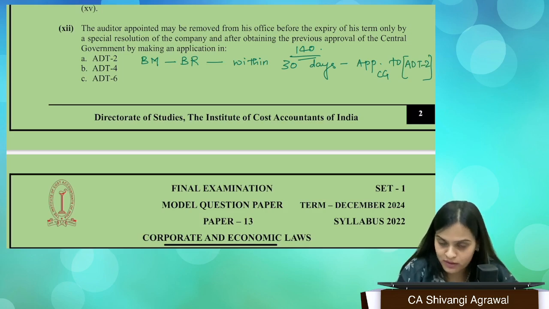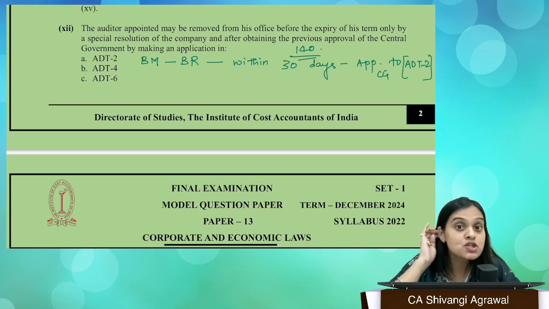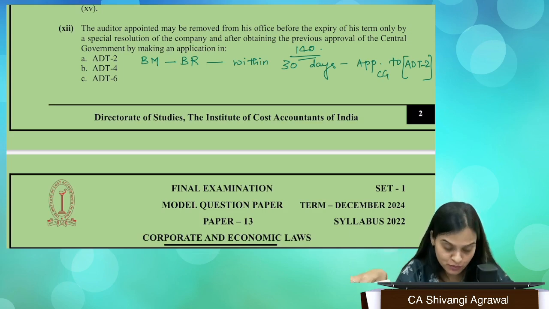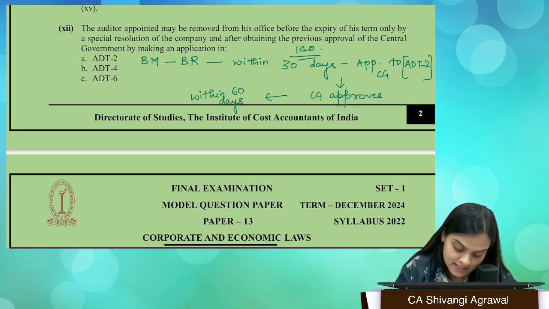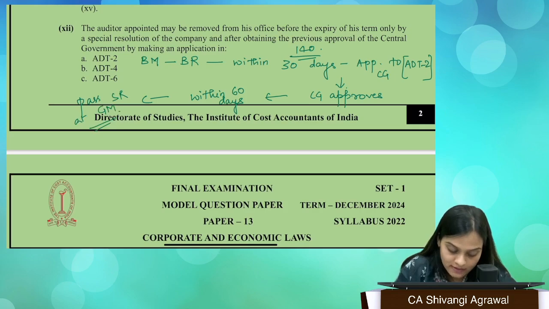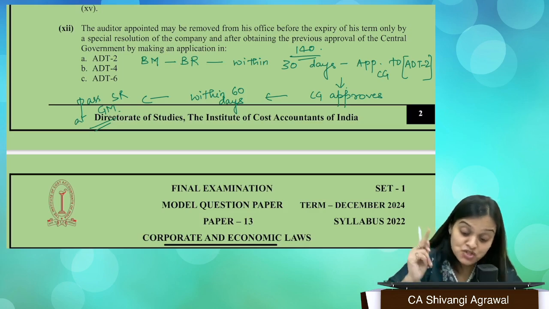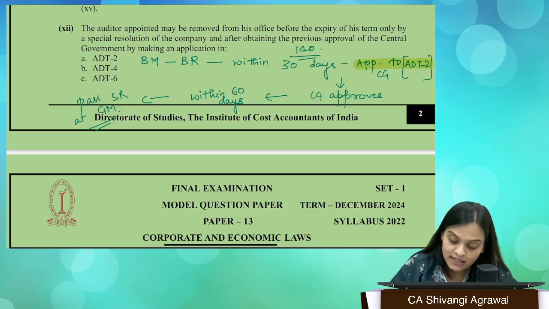ADT1 is for appointment of auditors that you give to ROC, right? ADT2 is about making an application to CG for removal, right? Okay. Now CG approves. Once we get CG's approval, within 60 days, we pass special resolution at general meeting. So first question, what they're asking about making an application in which form to central government for its approval. So you make an application in ADT2.